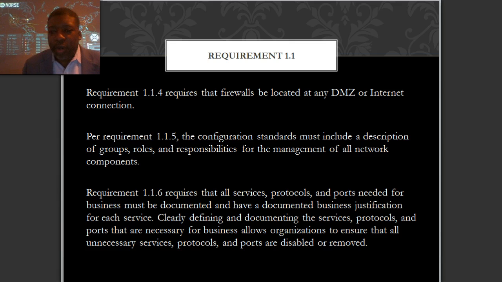All right, so requirement 1.1.4 requires that the firewalls be located at any DMZ or internet connection. So using a firewall on every internet connection coming into and out of the network. You want to make sure that there's a firewall there and between any DMZ and the internal network. This allows the organization to monitor and control access and minimize the chances of malicious individuals or hackers obtaining access to the internal network via any unprotected connection. So do you understand what that means, what I just stated? Tried to break it down for you.